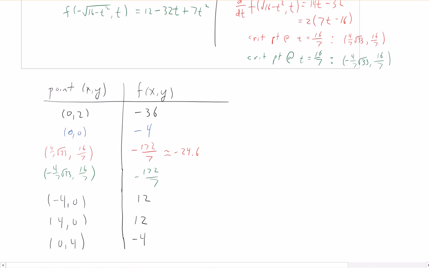So now we just compare everything. And we see that the absolute or global minimum is here. The smallest value that we see is negative 36. So this is the global minimum. And what is the largest value we see? It's 12, since it's in fact the only positive number that appears. And so the global maximum appears at two different points, at negative 4, 0, and 4, 0.